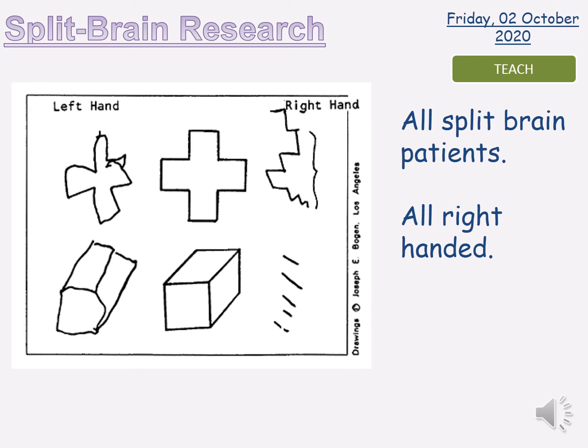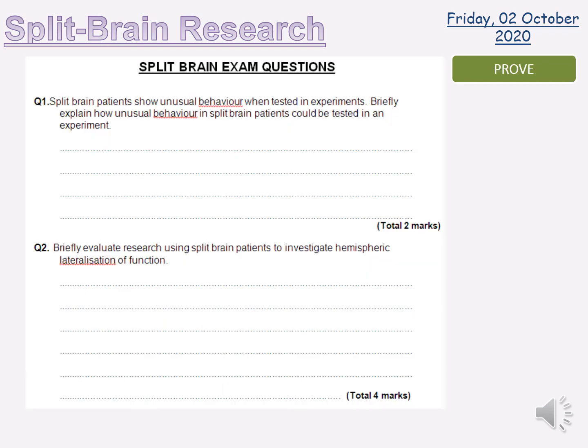Okay, here's another image. So in terms of all split brain patients that were studied in this study, all the patients were right-handed. Okay, and when presented to the different visual fields, you can see the difference in drawing, okay, which suggests that the different hemispheres of the brain are responsible for interpretation of information and drawing.